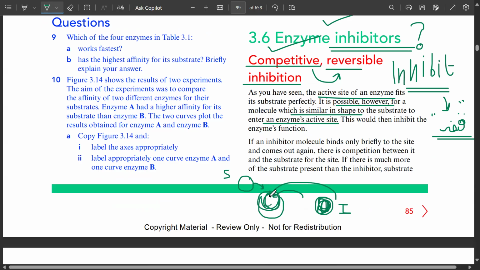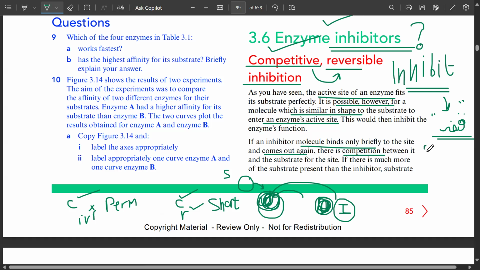Competition दे रहा है. If an inhibitor molecule binds only briefly to the site and comes out again, वो competition है, लेकिन it is reversible. अब competition दो किस्म से मिल सकता है. This inhibitor came in place of the substrate for only a short period of time, gave competition, but for a short period of time, which means it was reversible. But if it is permanent, it is a competitive inhibition, but it would be irreversible. Got it?